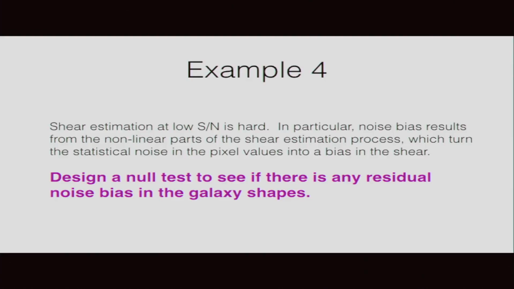Okay, example number 4. This is the last weak lensing related one. Rachel talked about noise bias, right? So at low signal to noise, one of the problems that you can have is that the noise in your data now goes through this nonlinear process of shear estimation, and any nonlinear process can take pure noise and turn it into a bias. This is what we call noise bias, right? And so the question is, what null test would check to see if we have any residual noise bias in the galaxy shapes? Okay, so talk among yourselves.